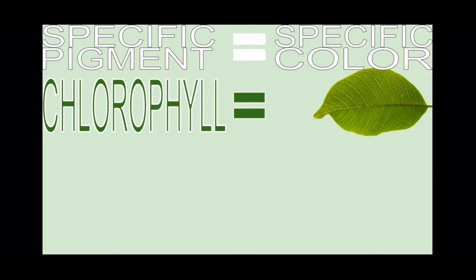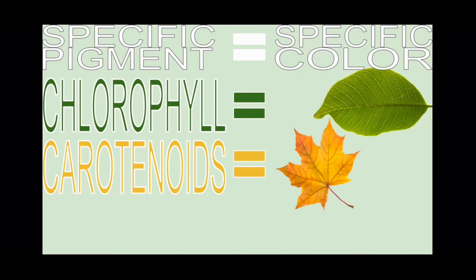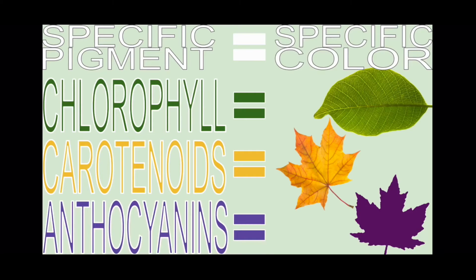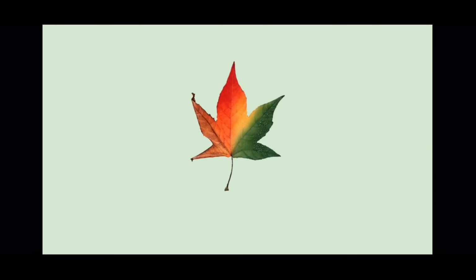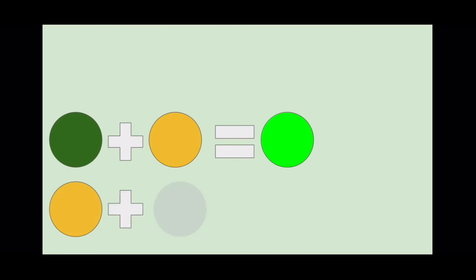Specific pigments only make specific colors. While chlorophyll reflects green, carotenoids are pigments that make plants yellow or orange. Darker colors like purple are given off by the pigment anthocyanin. Most plants have a mix of all these pigments, which gives them their distinct color. Similar to a color printer, the color of a plant is determined by the amount of each type of pigment it contains.